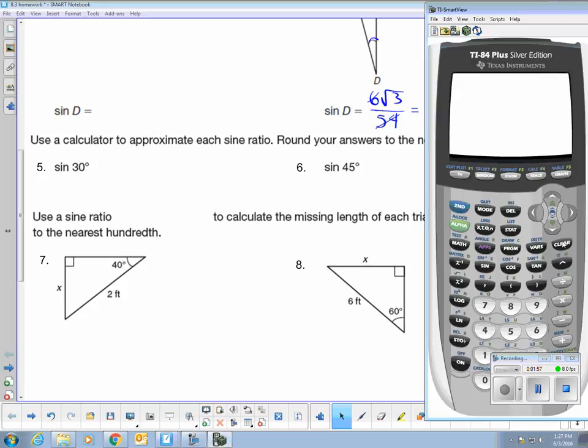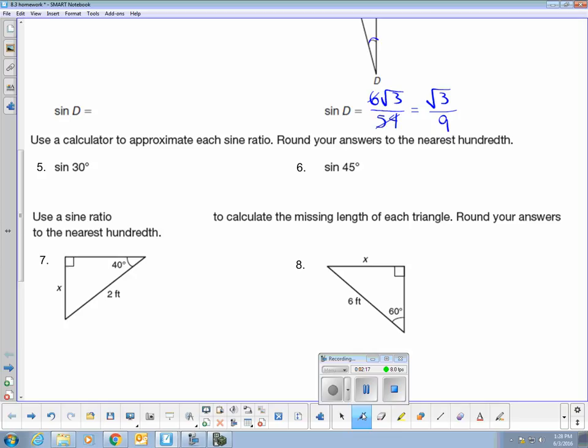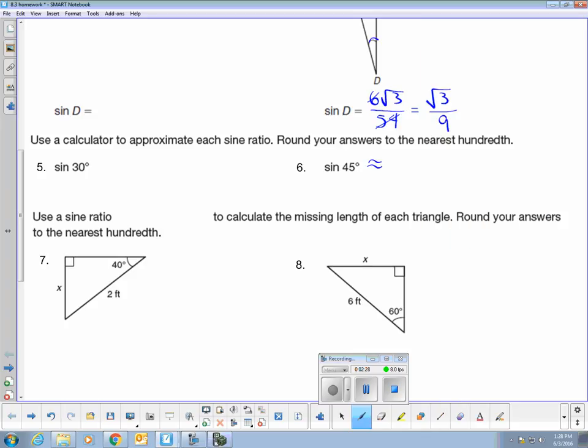So we're going to find the sine of 45 degrees the same way as we found the tangent of 45 degrees. But this time, we're going to select the sine key. And let's see, then we'll need to round it to the nearest hundredth. So we're going to round that to 0.71. Again, we can write a ratio as a decimal.